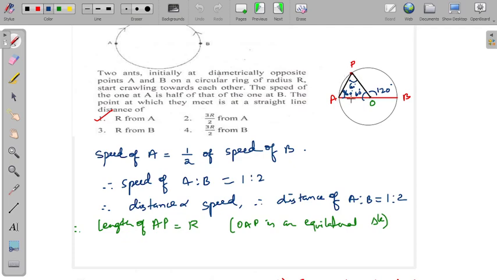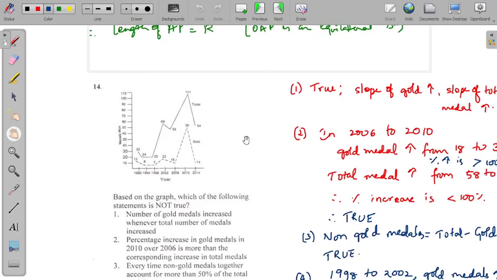So automatically, this is an isosceles triangle. OA and OP are nothing but the radius of the circle. Therefore AP must also be equal to the radius of the circle. So the answer would be the first option: it is equal to the radius of the circle from A. If it is from B, then it must be equal to 2 times the radius of the circle. Anyway, that option is not available, so only the first option is the answer.